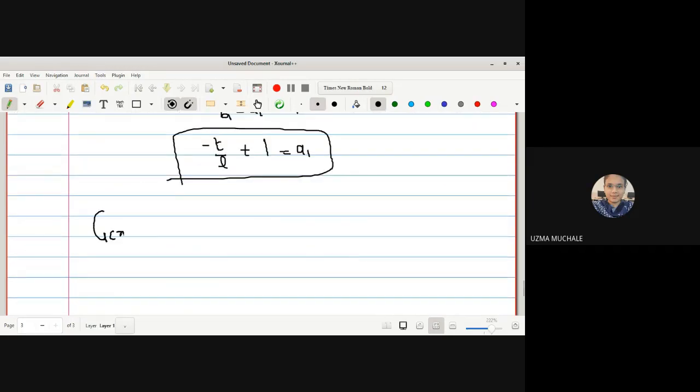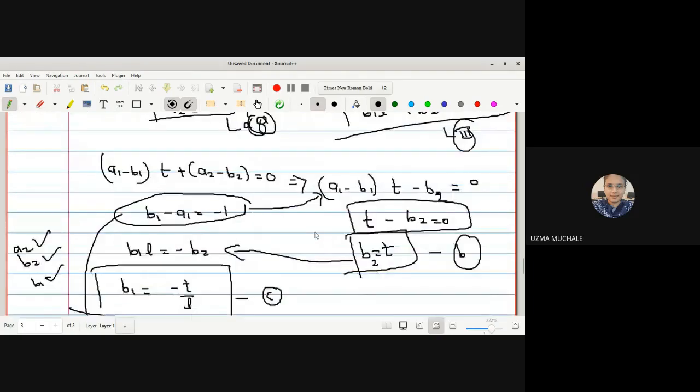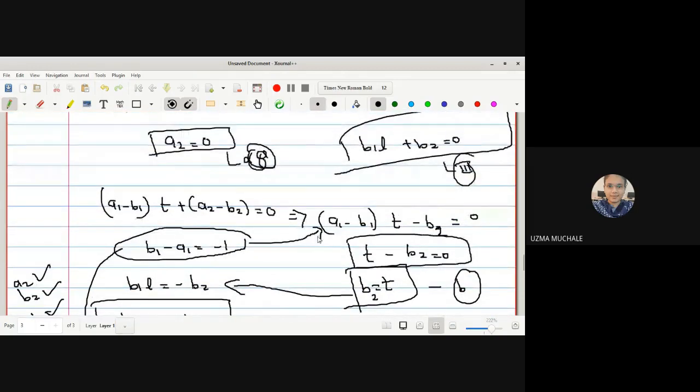What is your g of x,t? Is equal to, okay, here we have A1. What is the value of A1? We have got 1 minus T upon L, into x. Now A1x plus A2. Okay, what is the value of A2? Here it is A1 into x plus A2. What is the value of A2? We have calculated in equation A. You can see here the value of A2 we have calculated is 0.